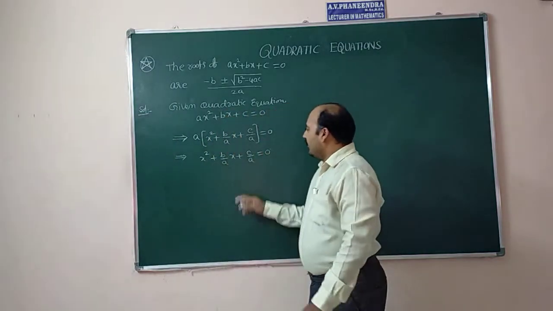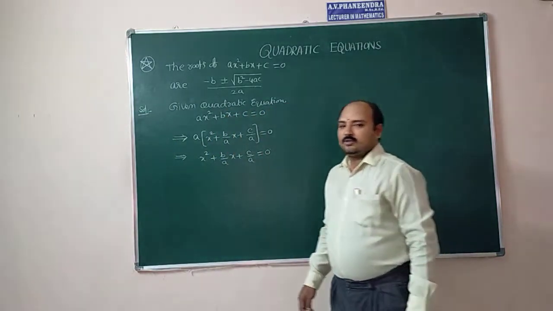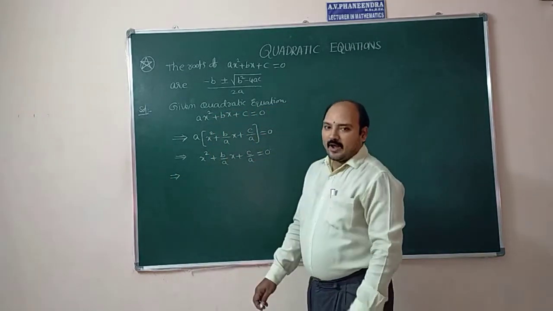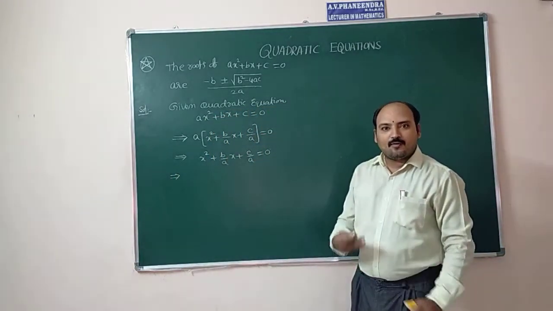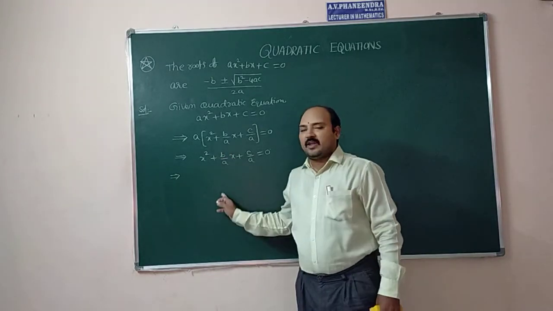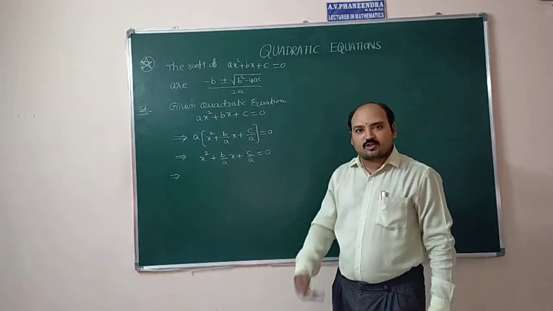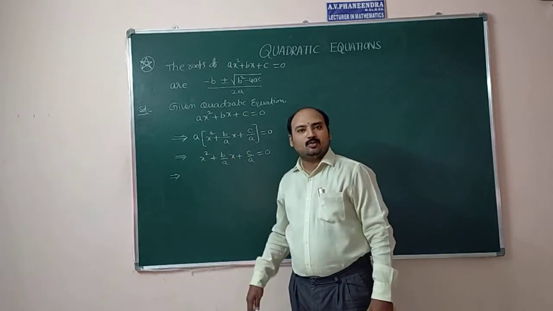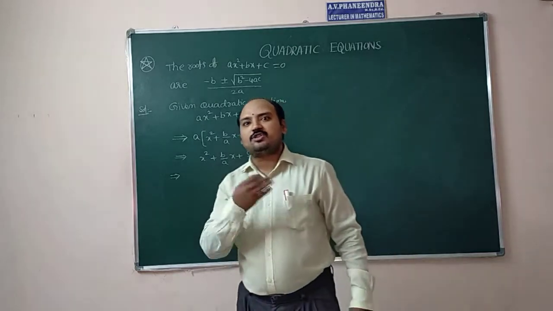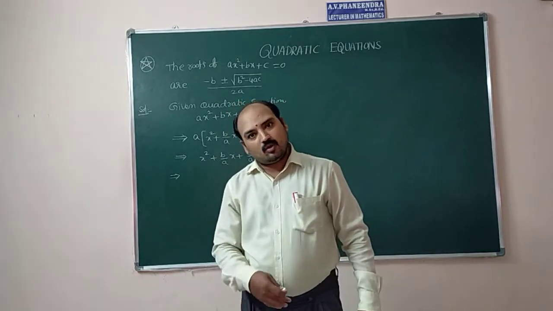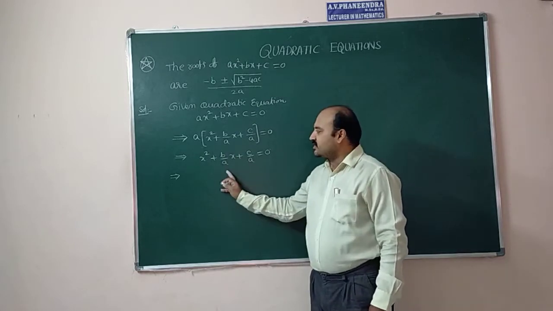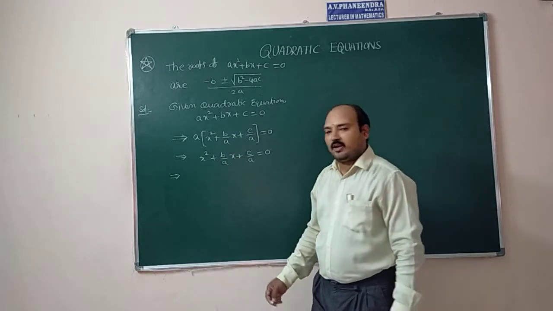After that, make the perfect square. What is the procedure to make the perfect square? Add and subtract the square of half of the x coefficient. Here the x coefficient is b by a. Half of the x coefficient is b by a by 2, that means b by 2a. That we have to square: b by 2a whole square. We add and subtract this term to make a perfect square.